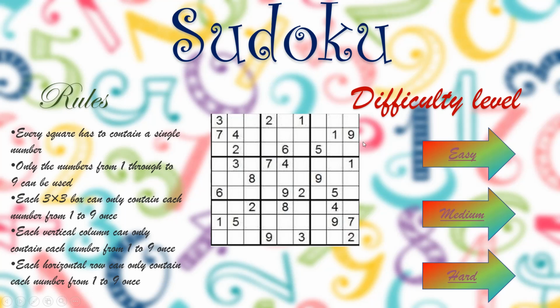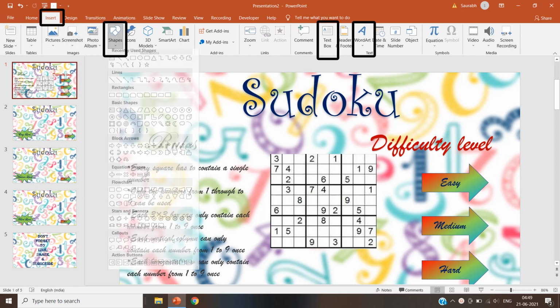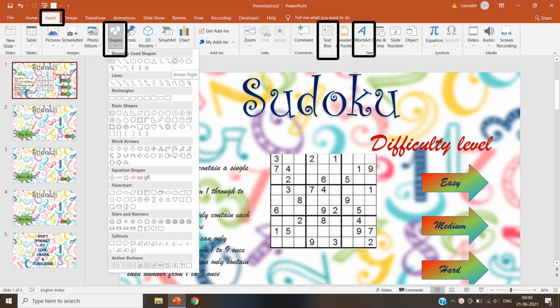Now without wasting a single second, let's switch to our tutorial. I have already made 4 slides on Sudoku. Just a quick review of very basic things in PowerPoint, like how to write Sudoku and all. Just click on insert, use the word art button, use shapes, like I'm using an arrow shape here to write easy, medium and hard level.